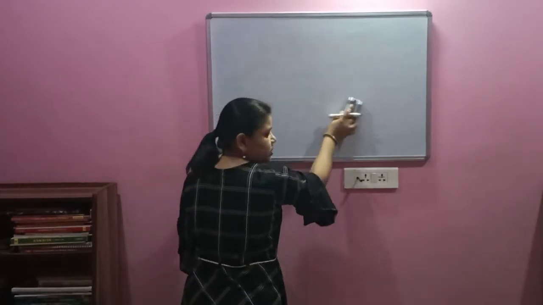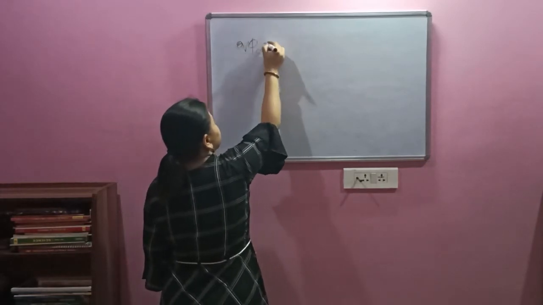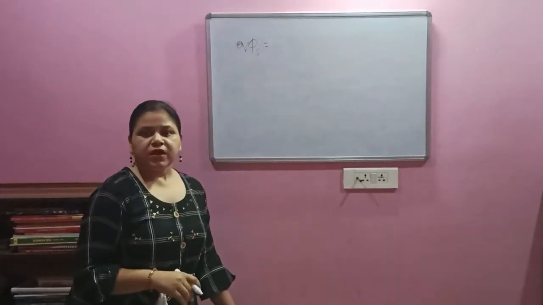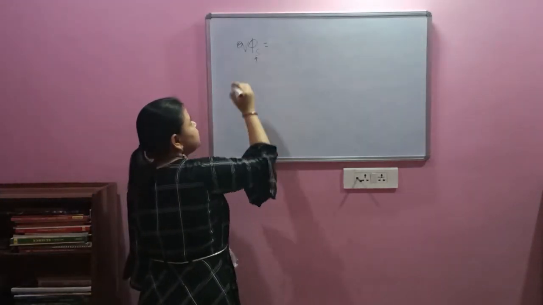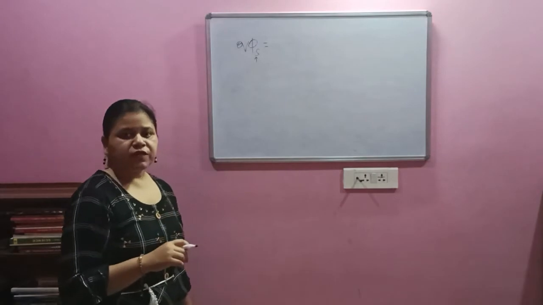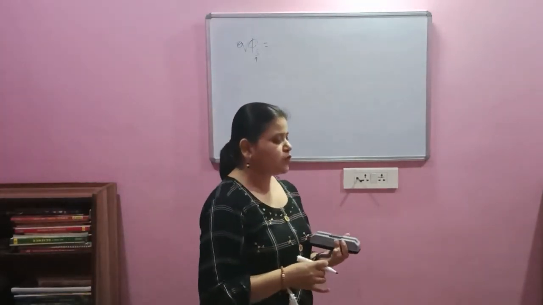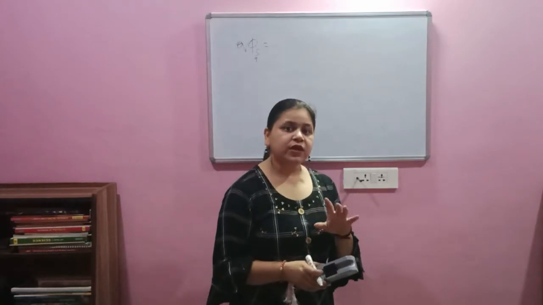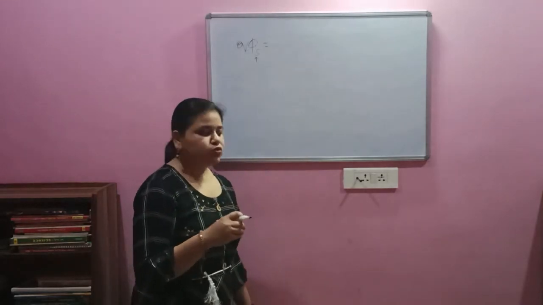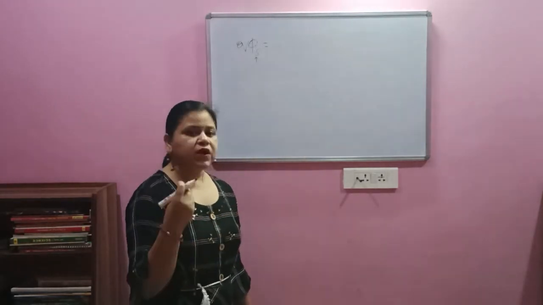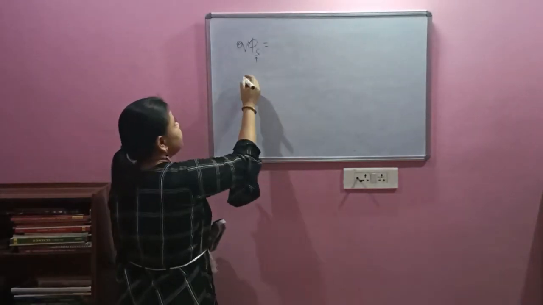Now if I talk of psi s, this is the work function of the semiconductor. This s over here in the suffix denotes the semiconductor. Now the question arises, what is this work function? Basically, work function is the energy which is required by an electron to move from the Fermi level into the free space. So that is what we define as the work function.